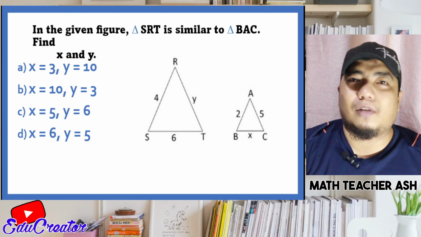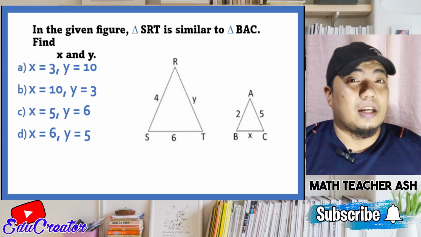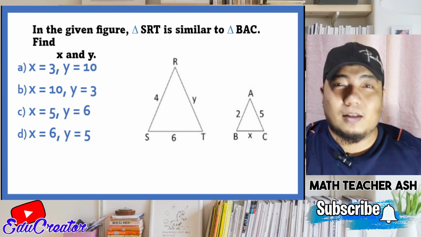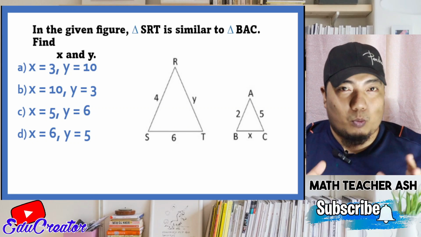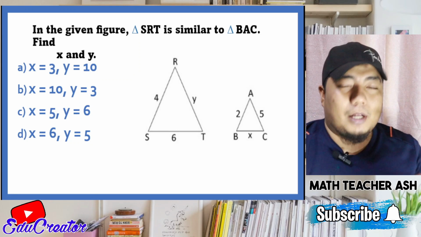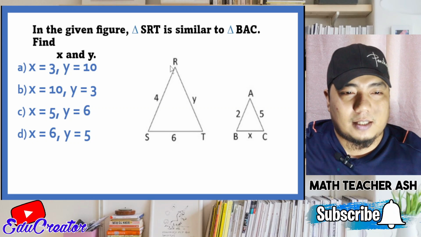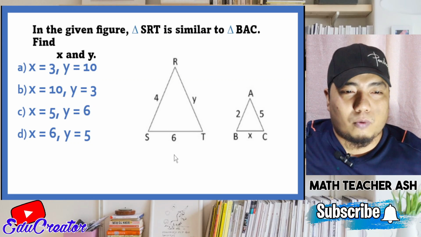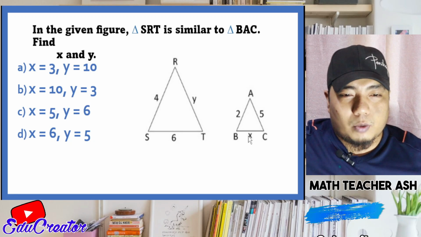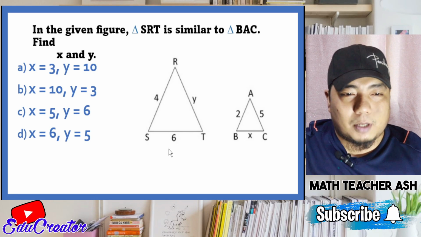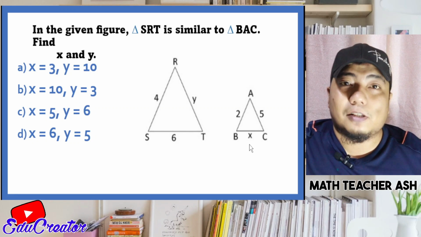Okay, so how do we solve this, my dear math learners? The technique here is very simple. You just need to consider first the pair with the complete given. So as we can see here, we have this side and this side. This is a complete pair. Okay, so 4 and 6. And we can compare this one, 2 and x, because that is the corresponding sides, right?